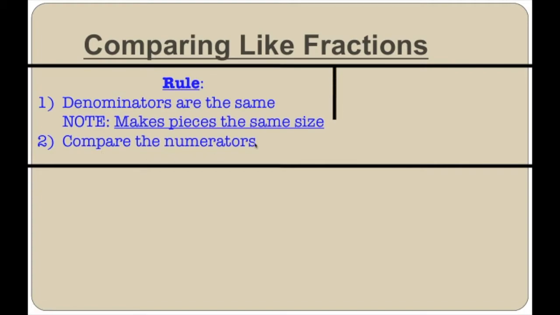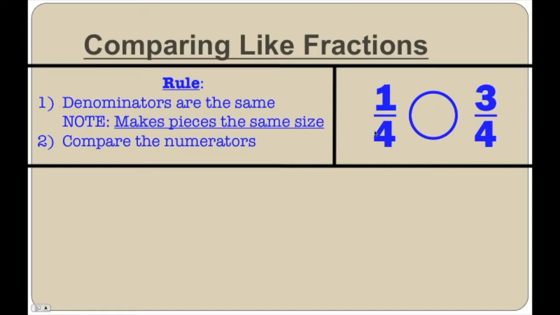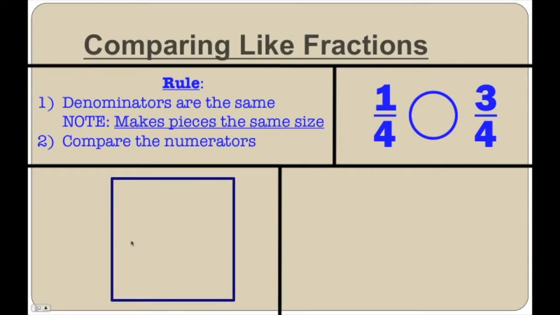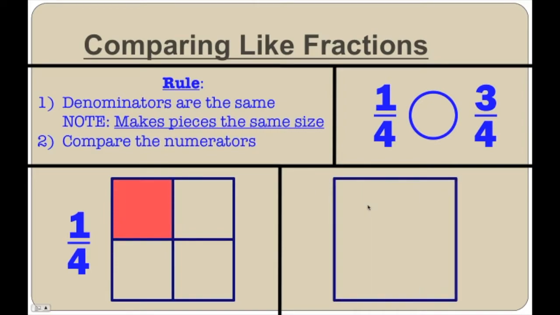So let's take a look at an example. Let's say we have 1/4 and 3/4. What symbol would I put in here to make this a true statement? Well, in order to understand exactly what's going on, I want to show you what each one represents. Here we have one whole, and we'll have it represent 1/4. So we'll break it up into 4 pieces, and of those 4 pieces, we'll shade 1. And over here, we'll do the same thing, but for 3/4 instead. So we'll break it up into 4 pieces, because our denominator is 4, and we'll shade 3 of those pieces. 1, 2, 3.